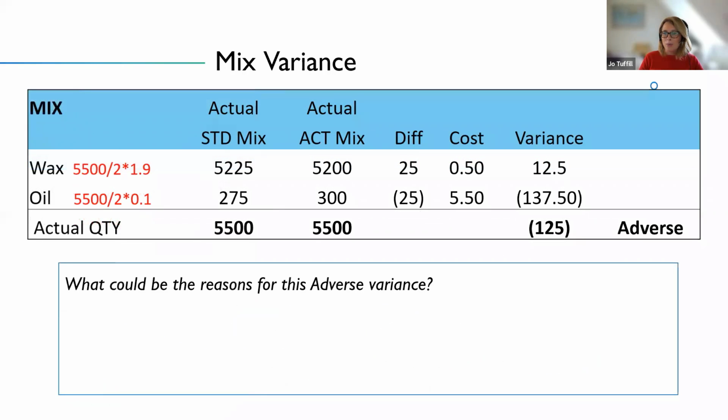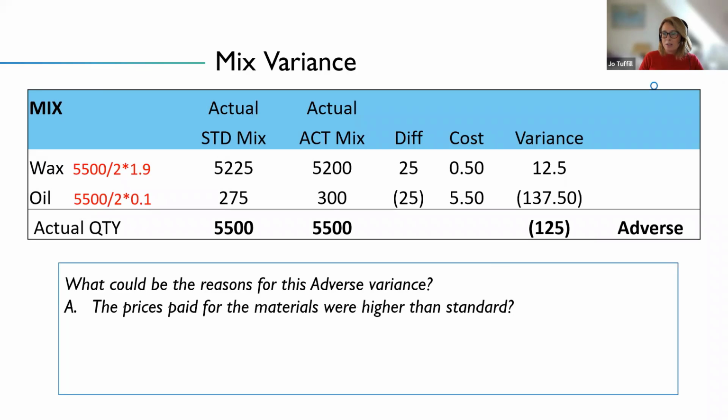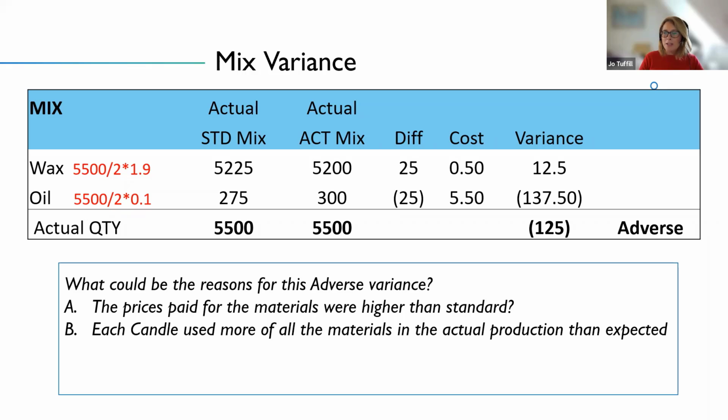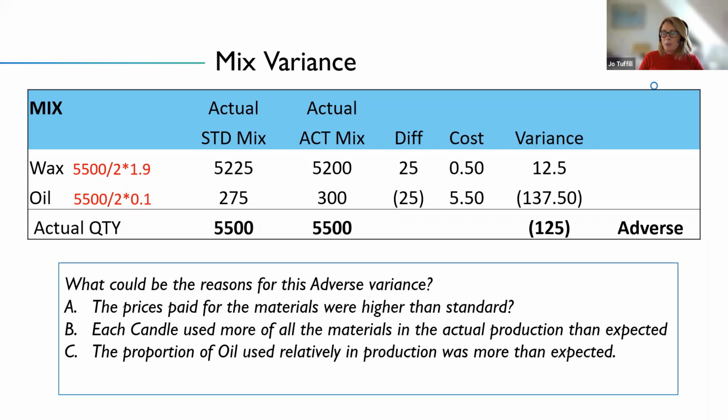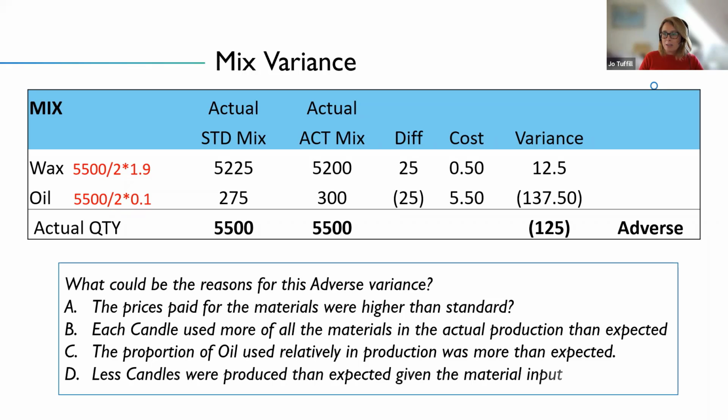Help me out here now. What could be the reasons for this adverse variance? Could it be A, the prices paid for the materials were higher than standard? Could it be B, each candle used more of all the materials in the actual production than expected? C, the proportion of oil used relatively in production was more than expected? And D, less candles were produced than expected given the material input. So I've got a poll for you. Everybody's come up with a different answer.